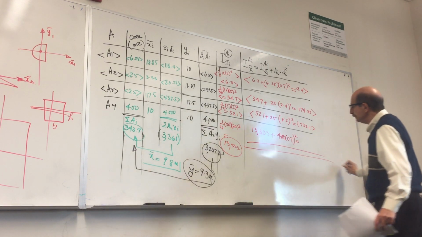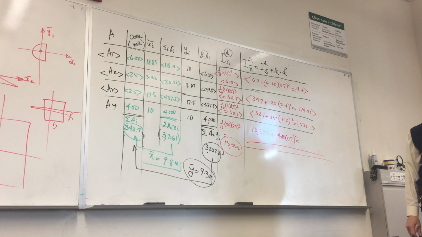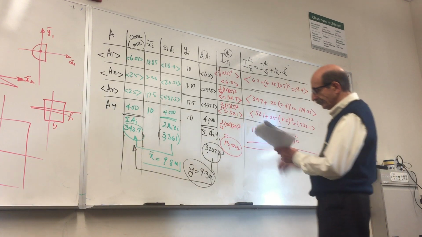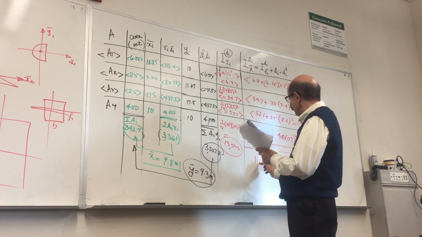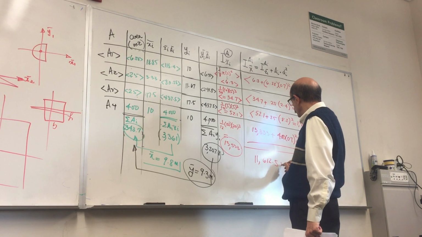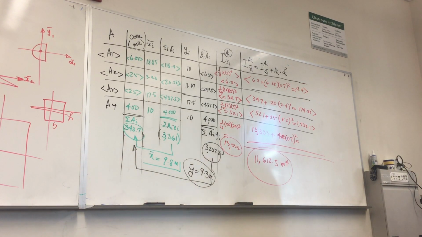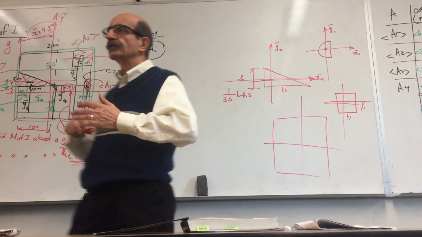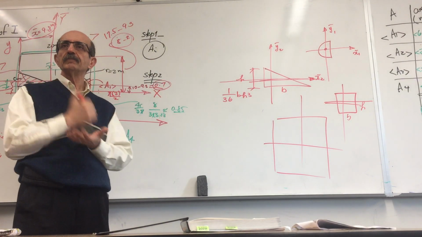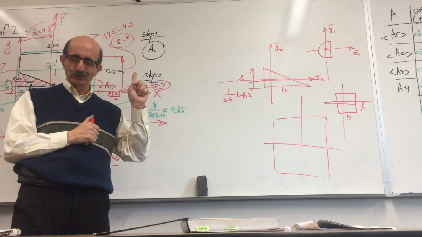So all you need to do now is just add these up, and that's what you were looking for. So if you add these up, it will give you 11,612.5 meters to the 4. So the moment of inertia of the shape about an axis is the sum of the moments of inertia of the sub-areas about that axis, and that's what we did. Are we done? No, it's just half of what you need to do, right?